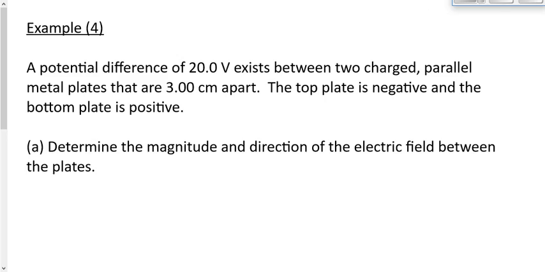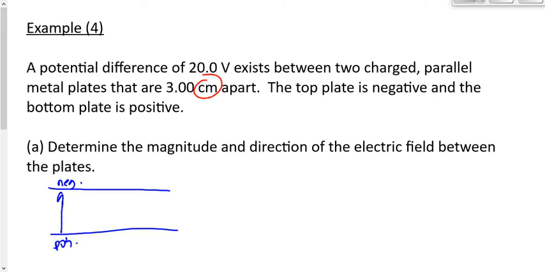Example number 4 on the handout that I gave you last week says a potential difference of 20 volts exists between two charged parallel metal plates. Potential difference, this is the difference in energy per coulomb of charge between the two plates, 3 centimeters apart. Top plate is negative, bottom plate is positive. What's the magnitude and direction of the electric field? Well, the direction is pretty easy, actually. The top plate is negative, bottom plate is positive. An electric field always points from positive to negative, away from positive toward negative. So the electric field is pointing upwards.